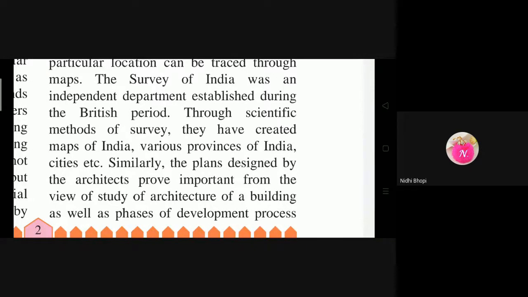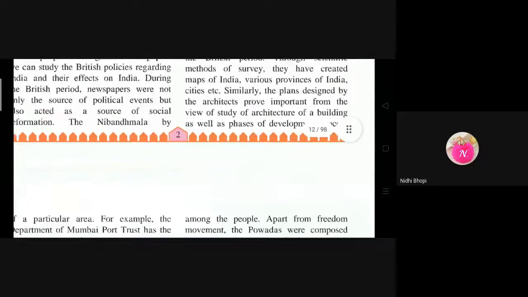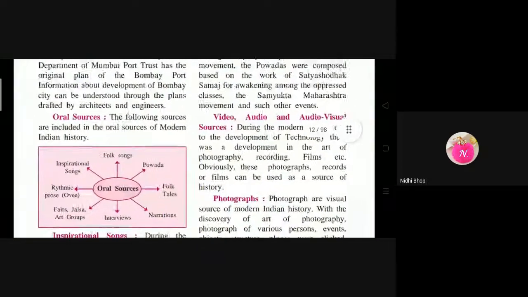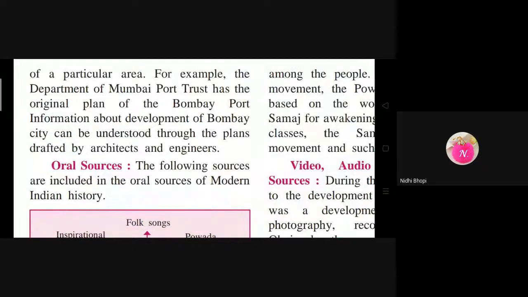Similarly, the plans designed by the architects are important from the view of study of architecture of the building as well as phases of development process of a particular area. For example, the Department of Mumbai Port Trust has the original plan of the Bombay Port. Information about development of Bombay city can be understood through the plans drafted by architects and engineers.